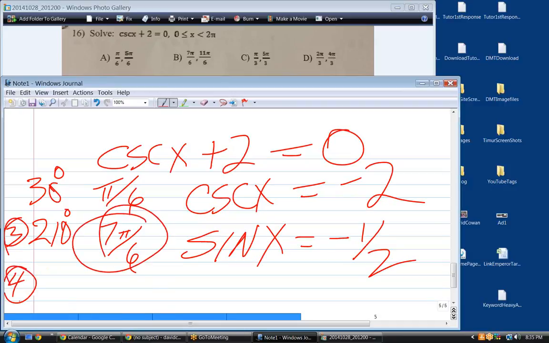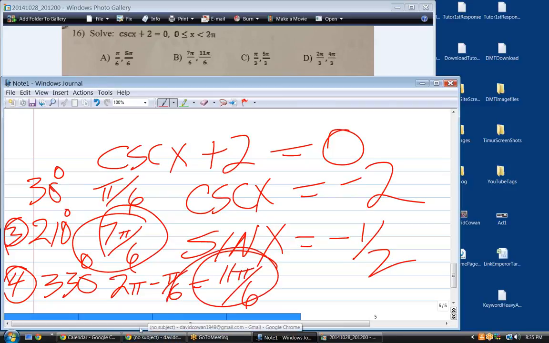What's the fourth quadrant? 330. And the way I look at that is 360 minus 30. Well, 360 is 2 pi minus pi over 6. That's got to be 11 pi over 6. So our answers are 7 pi over 6 and 11 pi over 6. B again.